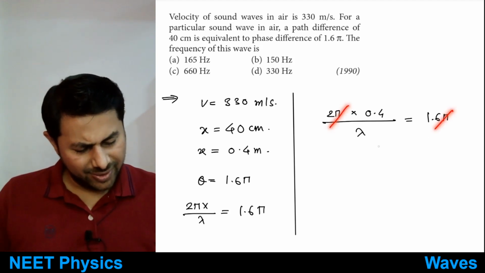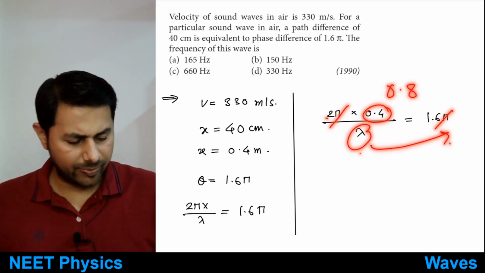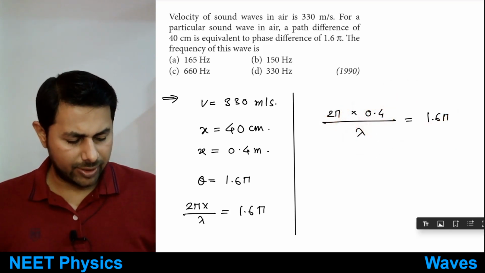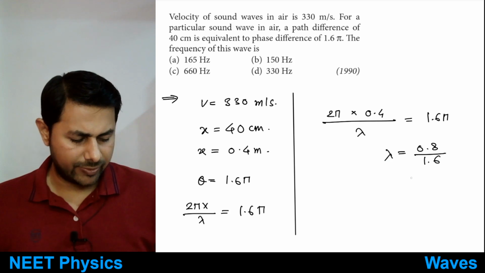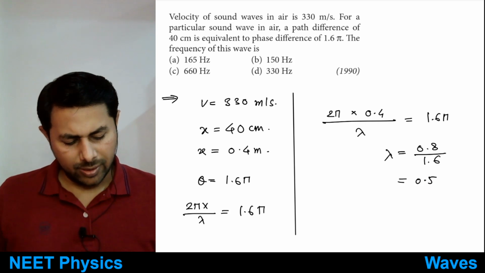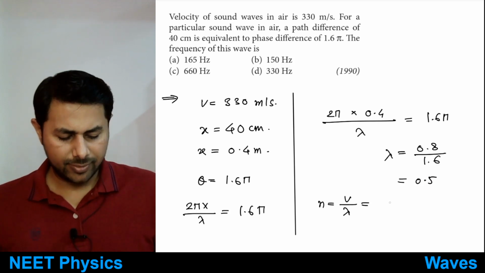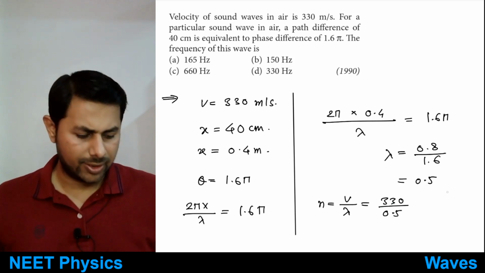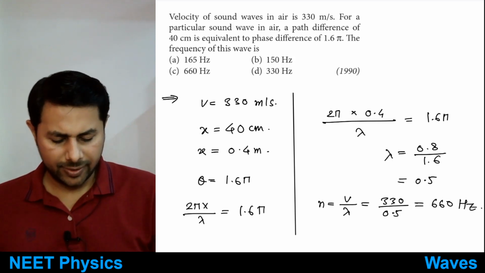Pi and pi get cancelled. What remains is, take lambda on that side, and this thing is 0.4 times 2 is 0.8. 0.8 is equal to 1.6 lambda. Okay, so lambda is equal to 0.8 divided by 1.6, and that is 1 by 2, right? 0.5 we can say. And then what's the frequency? So n is equal to v by lambda. So v is 330 and lambda is 0.5. Okay, so v by lambda is 660. Okay, 660 hertz, right?